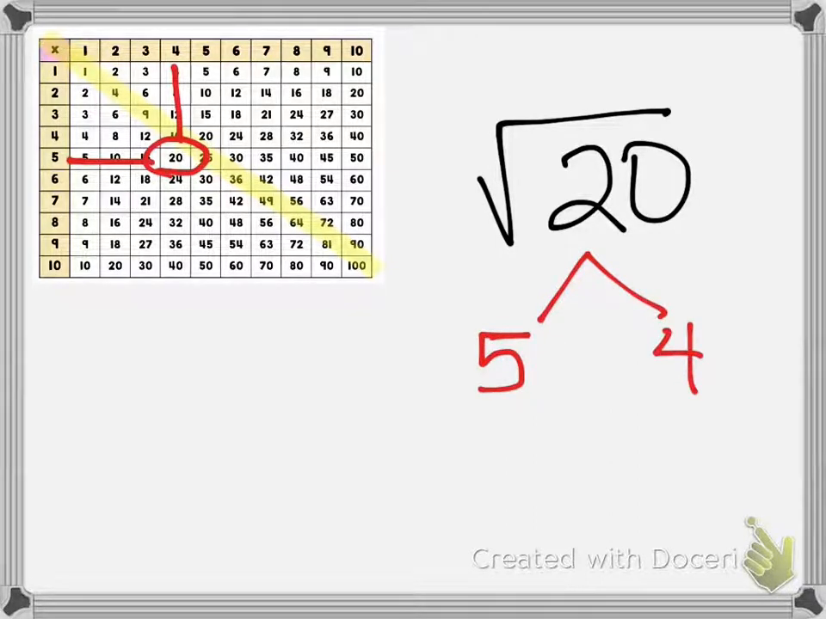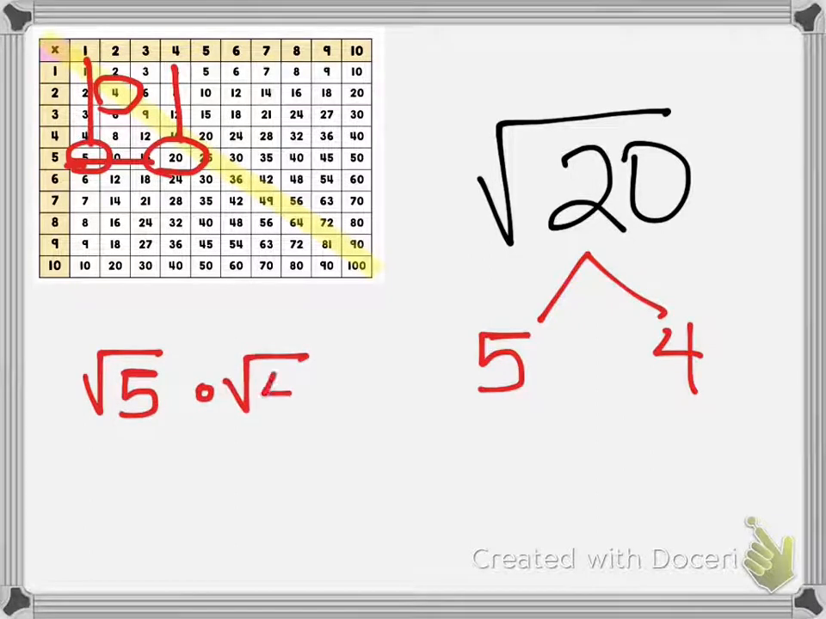Now 4 is one of the perfect numbers on the diagonal. I know the square root of 4. 5, the only factors of 5 are 1 and 5. Neither one of those are perfect squares. So the square root of 20 is equal to the square root of 5 times the square root of 4. So I want to simplify that. So I'm going to say, okay, there's no square root of 5, so that's equivalent to 1 times the square root of 5. We know the square root of 4 has to be 2.